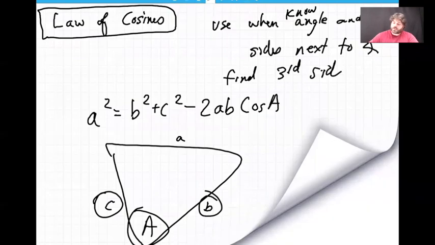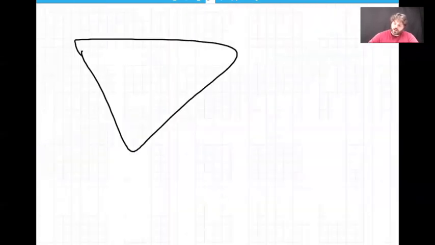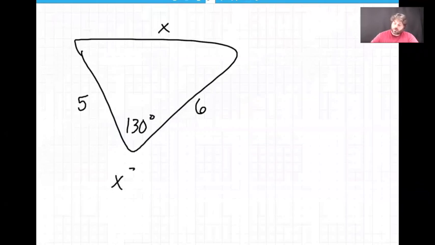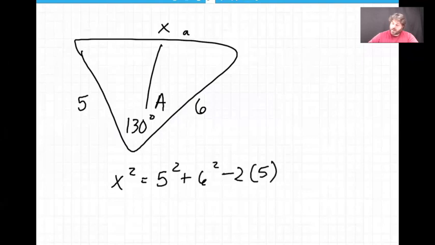All right, so here's an example. Let's say you've got a 130-degree angle. We know that this length is 5 and 6, and we want to know the length of that third side. Okay, so here we go. A squared, right? We don't know that third side. But remember, since this is little a and this is the angle A, they're opposite from each other. You always find the side that's opposite. So a squared, or x squared in this case, since it's labeled x, equals b squared plus c squared minus 2bc cosine of A.